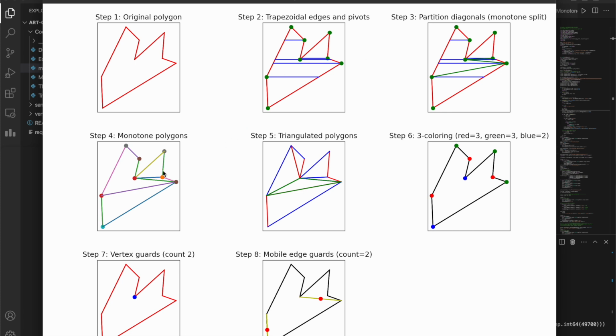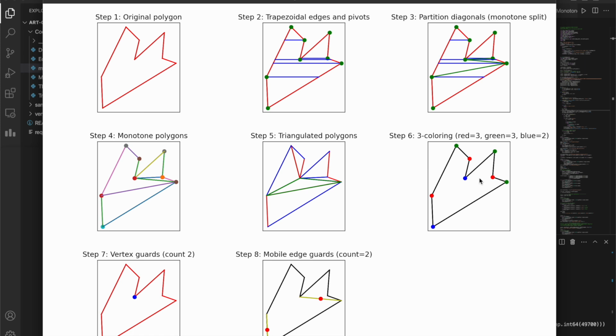In the fourth step, after partitioning we now have smaller monotone polygons. Each of these will be triangulated independently. We do that in the fifth step, where each monotone polygon is triangulated. Triangulation is the foundation for both the algorithms that we have implemented, that is the traditional AGP and the mobile guard problem. In the sixth step we have performed the three coloring.